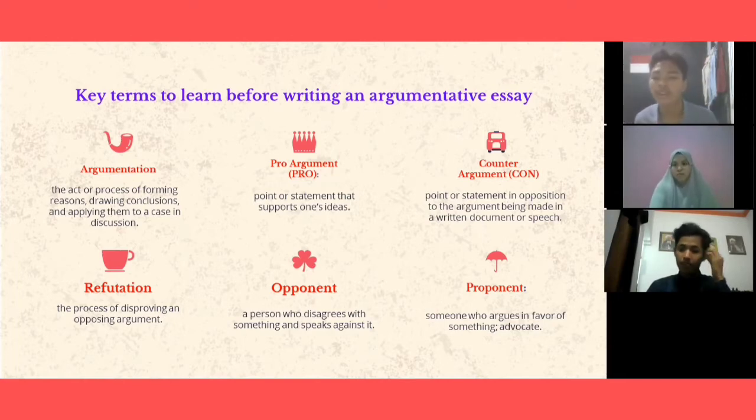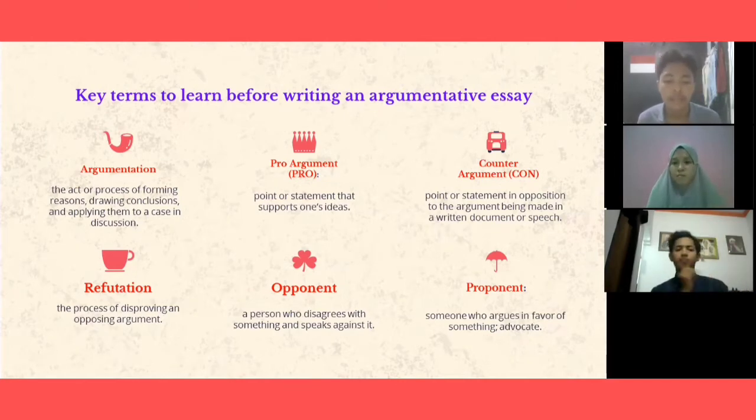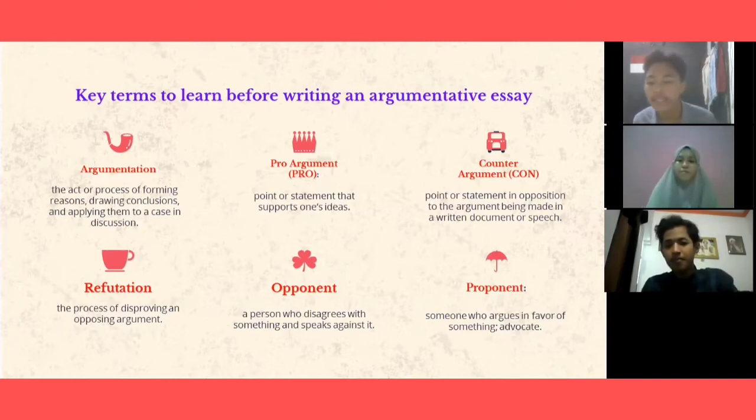counter argument or con: a point or statement in opposition to the argument being made in a writing, document, or speech. And then the next is refutation, the process of disproving an opposing argument. Then opponent, a person who disagrees with something and speaks against it. And then the proponent, someone who argues in favor of something, an advocate.